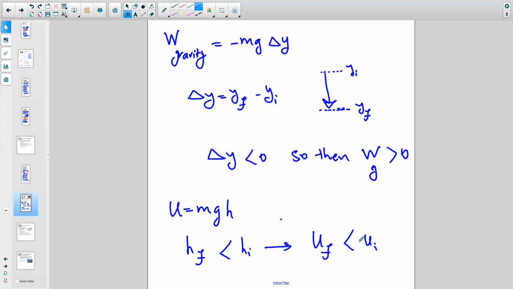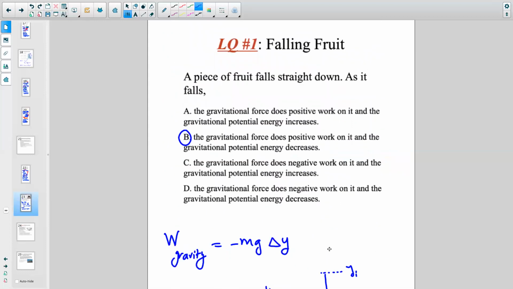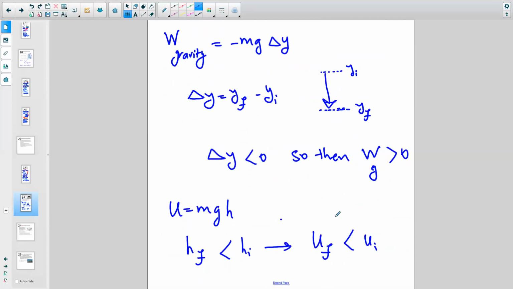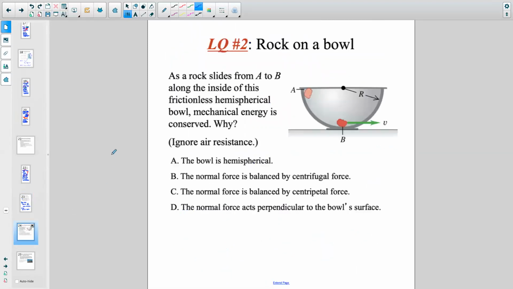So the potential energy is decreasing. If you're looking at this, the gravitational force does positive work, as I just said, and the gravitational potential energy decreases, of course, because it's lowering, it's getting less and less. So finally it has less potential energy compared to initial.